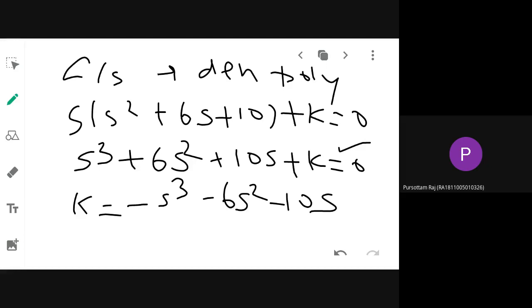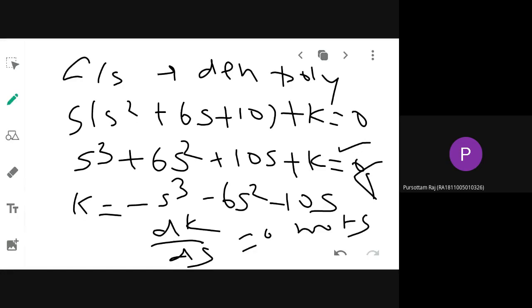So what is your k? From this equation, what is your k? K is equal to minus s cube minus 6s square minus 10s. Okay. Now you need to take dk divided by ds. You need to differentiate that k with respect to s and equate it to 0. Find roots. Okay. So tell me what is your differentiated equation?